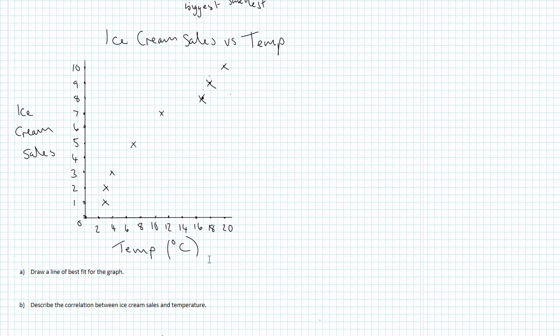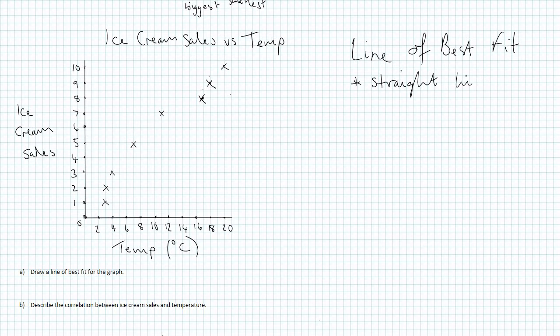Now let's answer some questions. It's saying, draw the line of best fit for a graph. Well, what is a line of best fit? Let me tell you. It's a straight line. You're not joining them all up like a zigzag, like a line graph. It's just one straight line. It needs to go through as many points as possible.